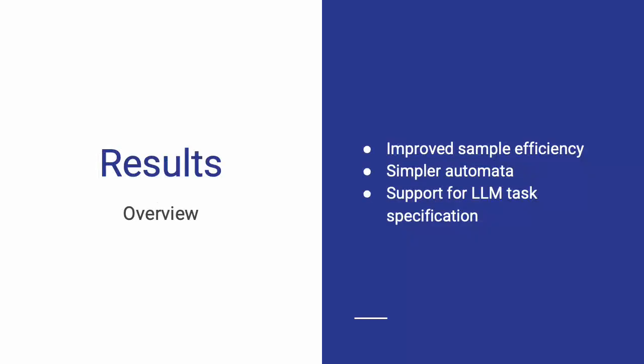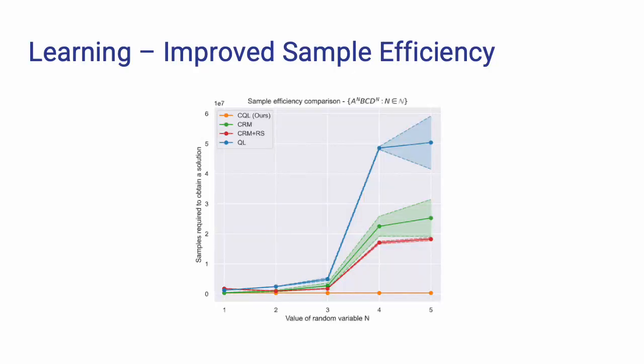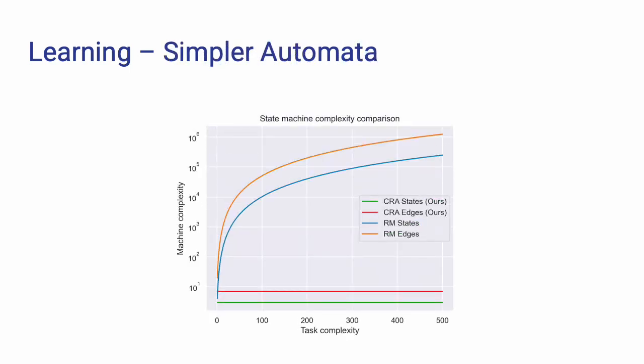We now provide an overview of the results. Firstly, we observe significantly improved sample efficiency. As a single automaton can be used to model all strings in the formal language, a single policy for the problem can be learned. This is not true for other formulations. Secondly, the state machines produced by our approach are significantly simpler.